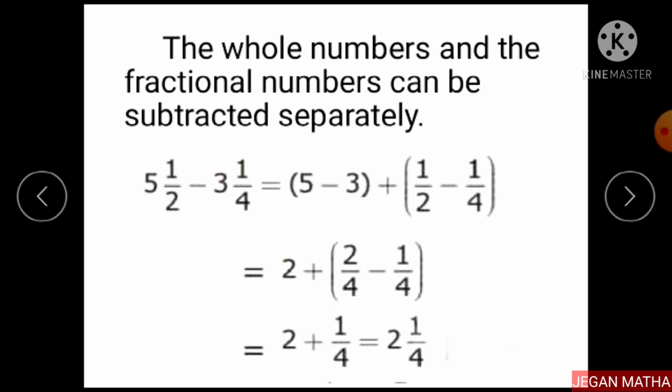Here, the common multiple of 2 and 4 is 4. So 1 by 2 becomes 2 by 4 and 1 by 4 stays as 1 by 4. So now we find the difference between the fractions 2 by 4 and 1 by 4. We get the value 1 by 4. Now 2 plus 1 by 4 becomes 2 1 by 4.